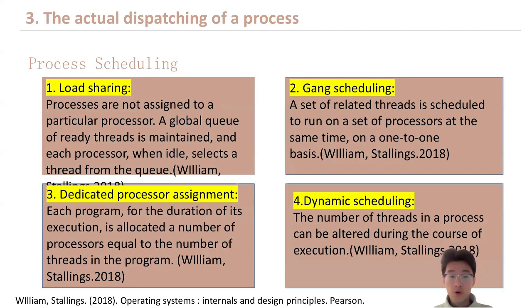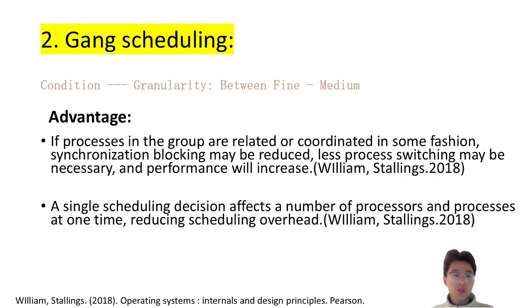Here you can see four methods of process scheduling. The first one is load sharing, second one is gang scheduling, and third one is dedicated processor assignment. The last one is dynamic scheduling. Now I'm going to introduce gang scheduling.